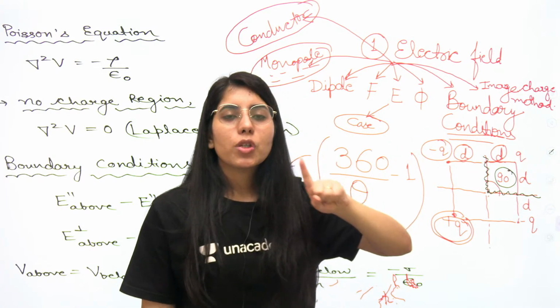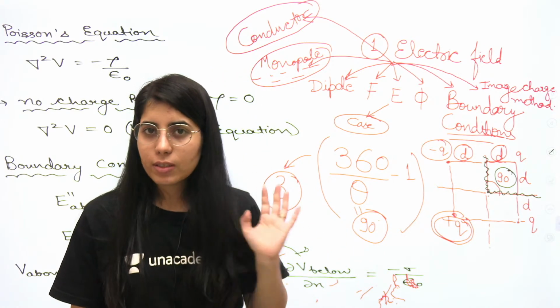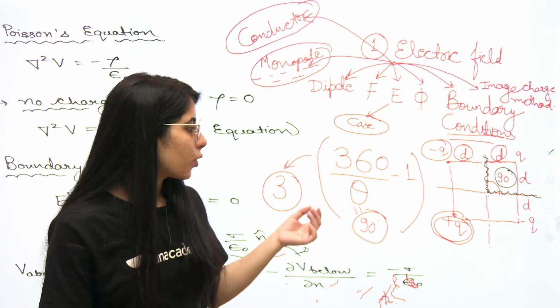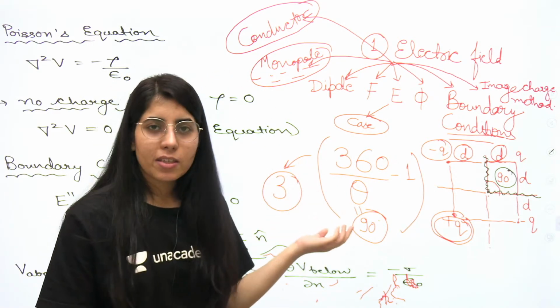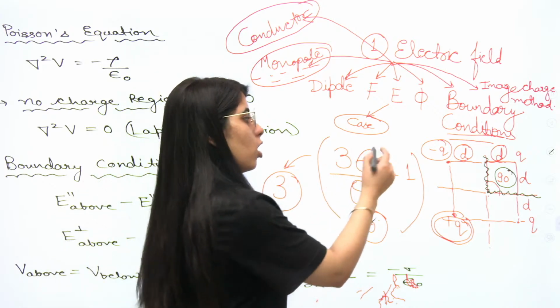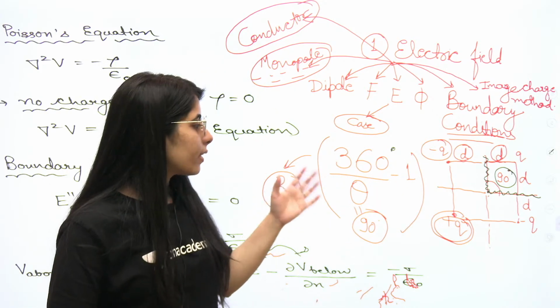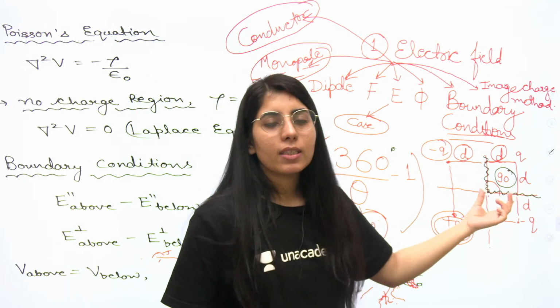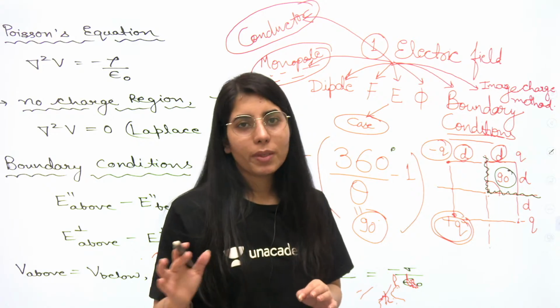So the first question I have asked was how many image charges you will have in this case. To find the number of image charges, the formula you can use is 360 upon theta minus 1. 360 degrees upon theta minus 1. Theta is 90 degrees. So 360 upon 90 minus 1, that's what you have to consider. Once you are considering that, it will give you 3. That means total number of image charges will be 3.